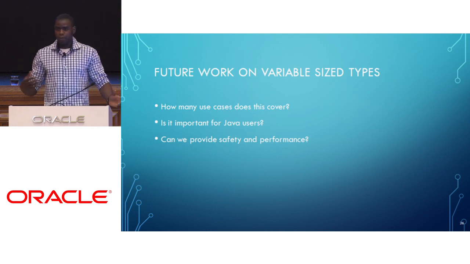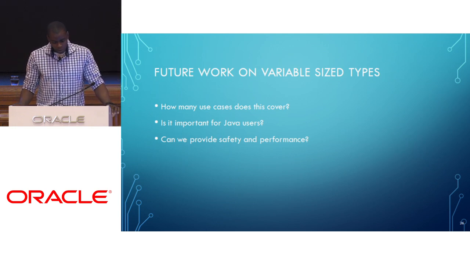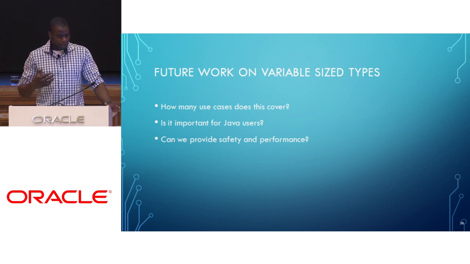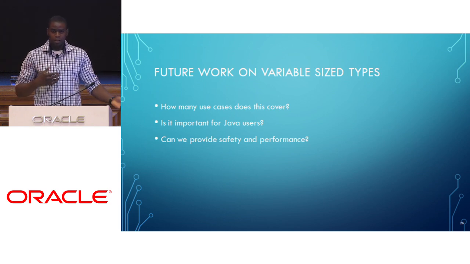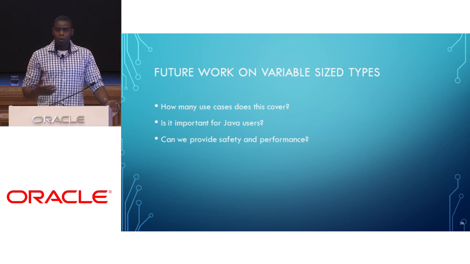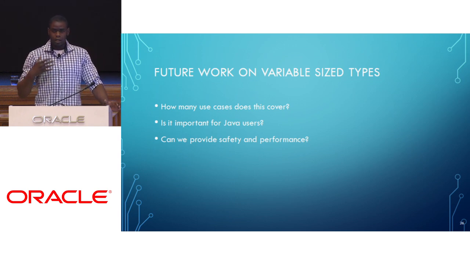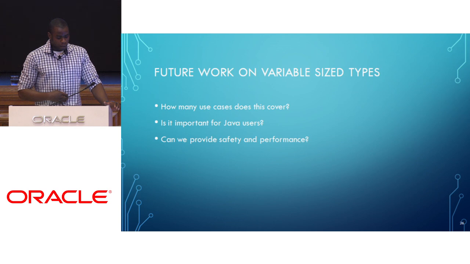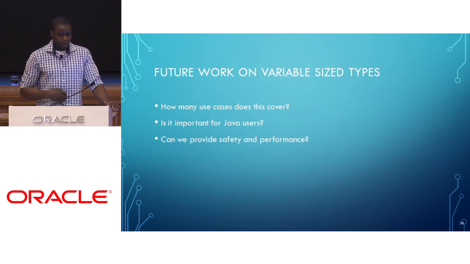So this is kind of where we are with variable length types. Still a lot of work to do. We need to determine how many use cases this covers. Is it a complete solution? Is this important for Java users? Do Java users actually care about variable length types? Can we do this while providing safety and performance? So there's still a lot of work to be done in the future on this.